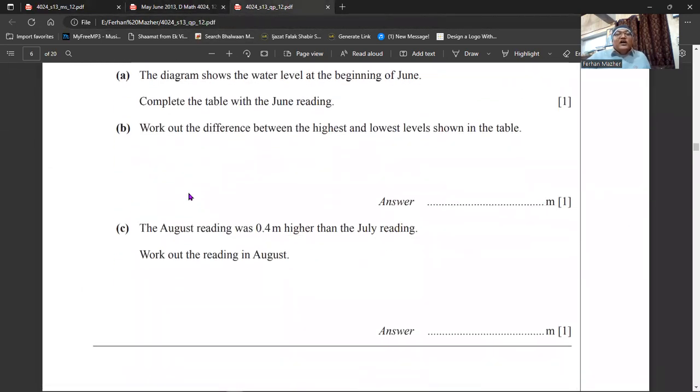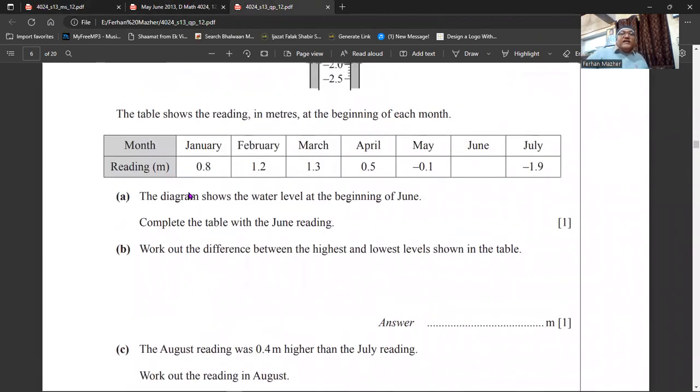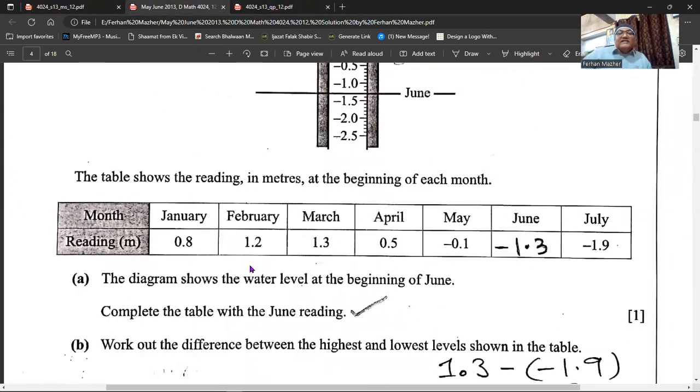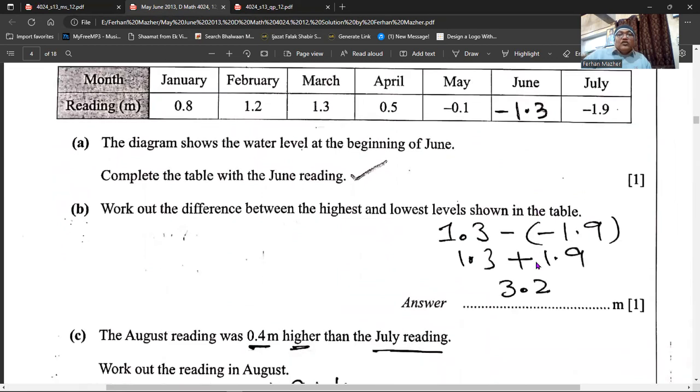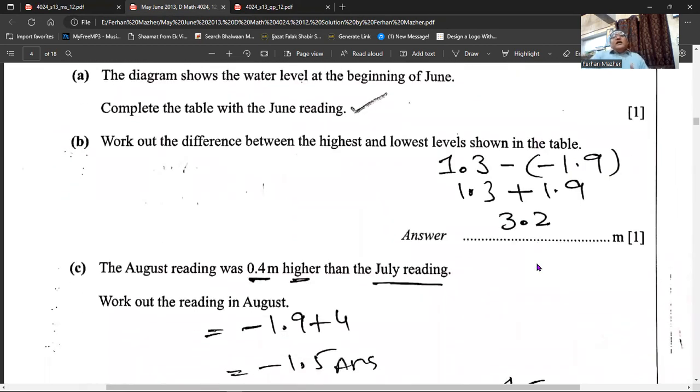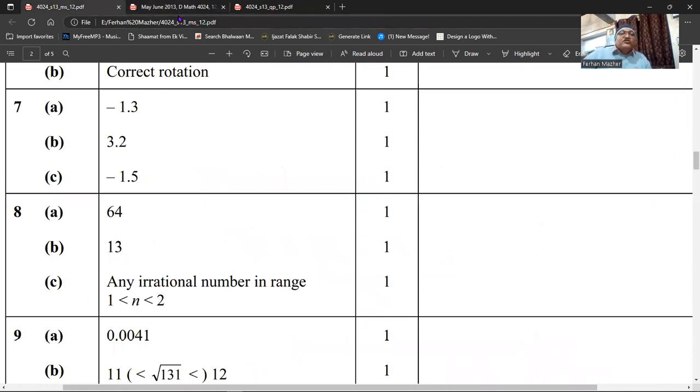Then it says, work out the difference between the highest and the lowest levels shown in the table. The highest level here is, I think, 1.3, and the lowest level is -1.9. So we will find the difference between them. 1.3 minus -1.9 is 1.3 plus 1.9, and that will be 3.2. So the B part's answer is 3.2, which is right.